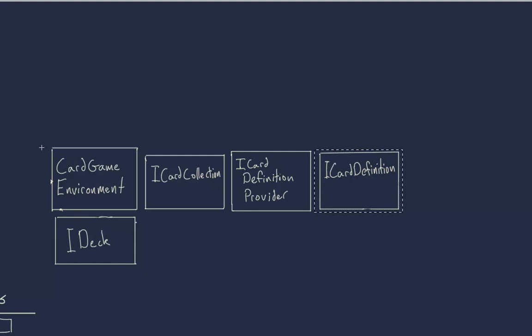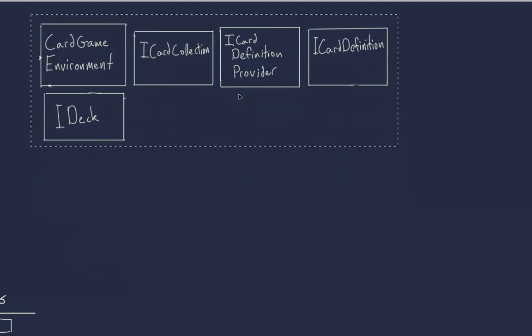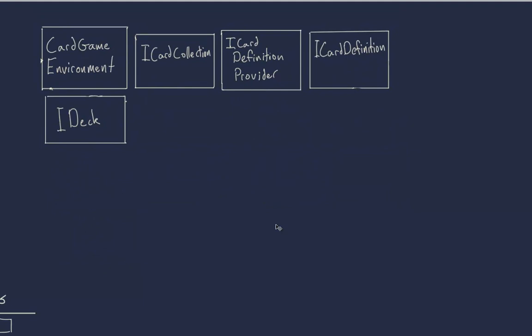So the card game environment has these collections. The collections have the providers. The providers don't necessarily have iCard definitions, but they provide them. They can spit them out. I just want to kind of make that distinction. Okay. Sort of. Because an iCard definition provider... Should I be connecting these guys together? It's kind of implicit the way you have it organized.